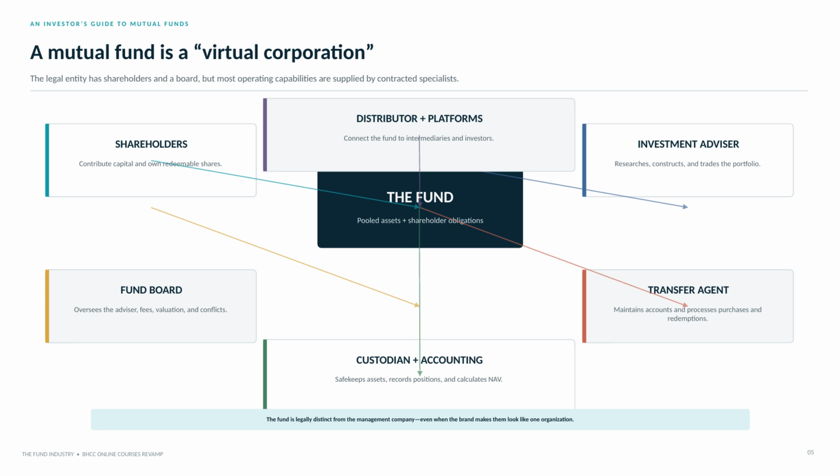The advisor researches and trades the portfolio. The transfer agent maintains shareholder accounts. The custodian safeguards assets. Fund accountants keep the books and calculate NAV. Distributors and platforms connect the fund to investors. The management company may give the product its brand, but it does not own the fund's assets. That separation is why custody, pricing, governance, and conflicts are spread across several institutions rather than concentrated in one office.